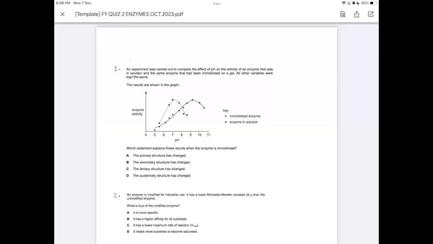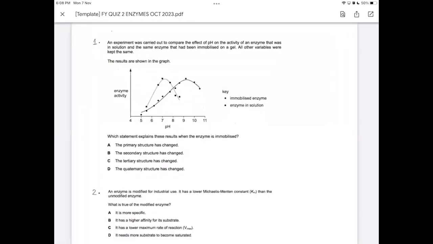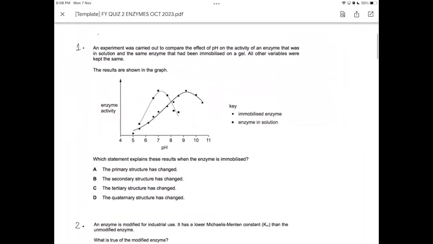Okay, so we start with a discussion on the MCQs that were given to you as a quiz. The question says that an experiment was carried out to compare the effect of pH on the activity of an enzyme that was in solution and the same enzyme that had been immobilized on a gel. All other variables were kept the same.